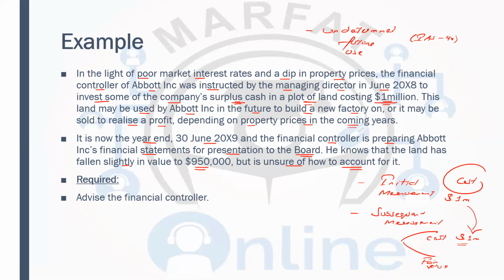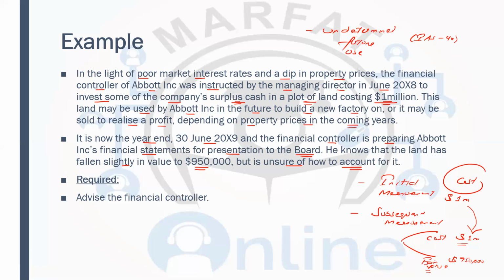They're following the cost model. Okay, fine, yes, let's keep it at 1 million. No revaluation. If they choose the fair value model, they have to record the property at 950,000, and that 50,000 will be reported as a loss in profit or loss. But the benefit they may get by choosing the fair value model is that if in the future the value rises, they will be able to show the gain as well.